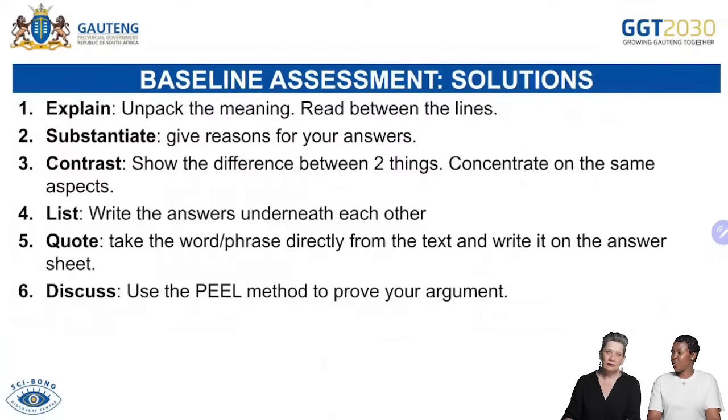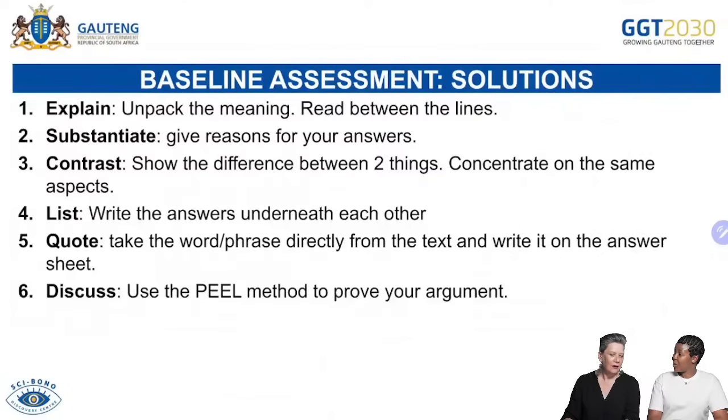Then we move to the next word, which is contrast. When we contrast, we show the difference between two things. So you concentrate on the same aspect. For example, you will see when we move into advertisement and they say compare frame 1 and frame 2, or when we are looking at a cartoon and they say compare the visual features in frame 1 and 2. If we are looking at the eyes in frame 1, we need to look at the eyes in frame 2. So this is exactly what is meant.